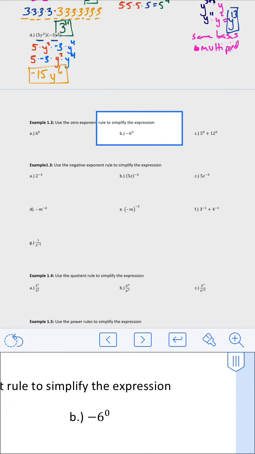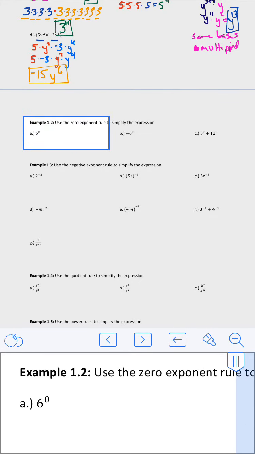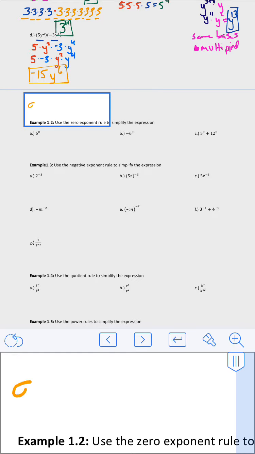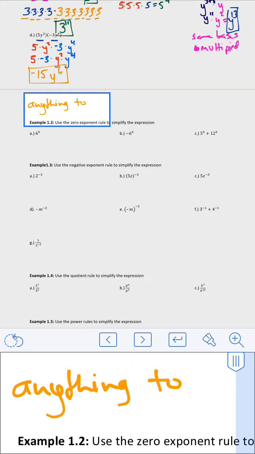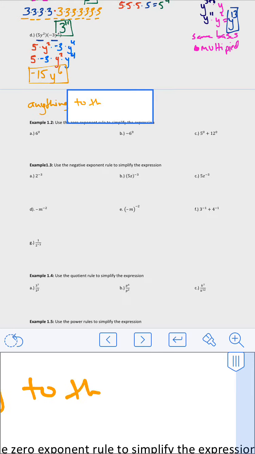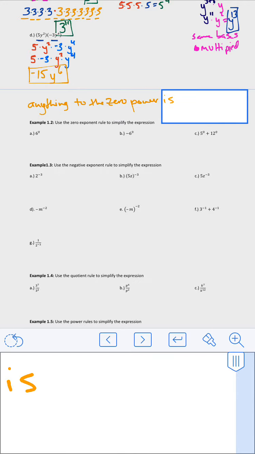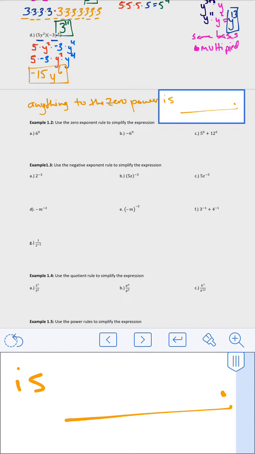Use the zero exponent rule to simplify the expression. This one is super, super simple if you remember it. Anything to the 0 power equals what? Let's write that down. Anything to the 0 power is, fill in the blank for me. Anything to the 0 power is what? Somebody raise your hand and tell us.